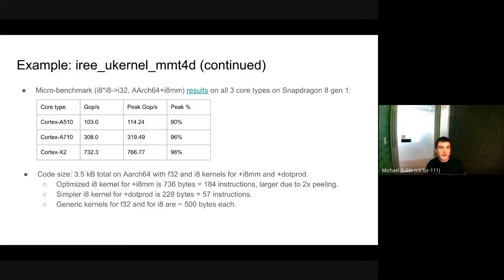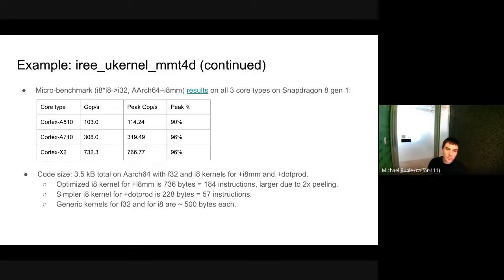And code size: the total is 3.5 kilobytes. And in the breakdown, this 2x partially unrolled i8mm kernel is bigger. It's 700 bytes. That's exactly 4 bytes per instruction on this architecture.